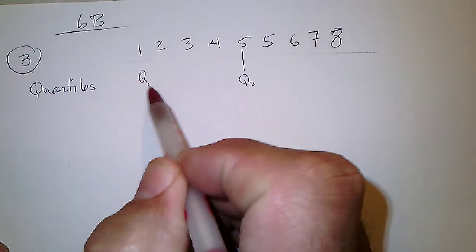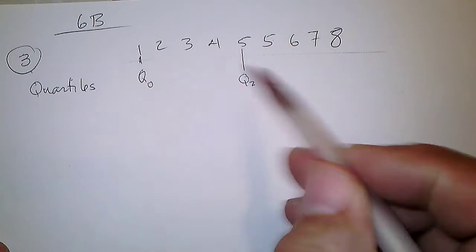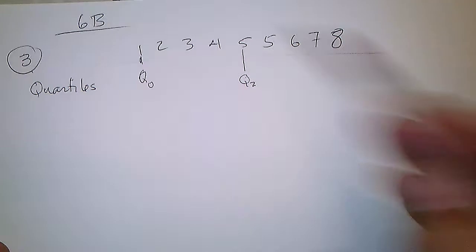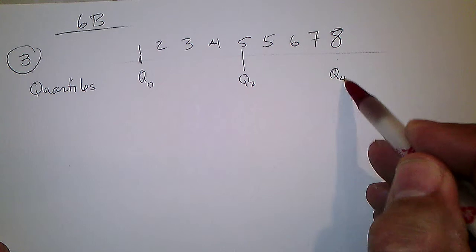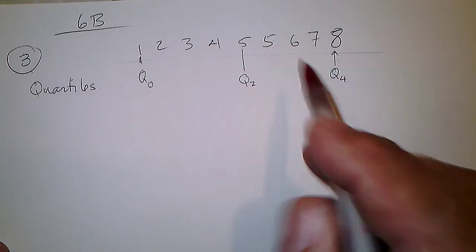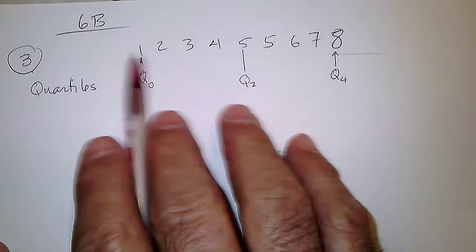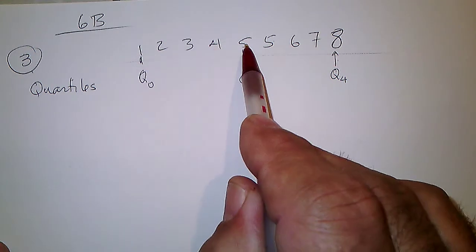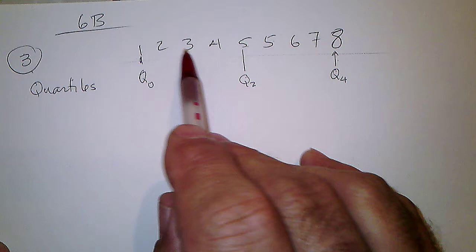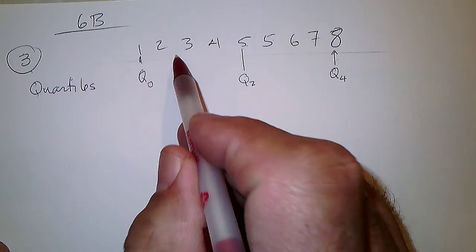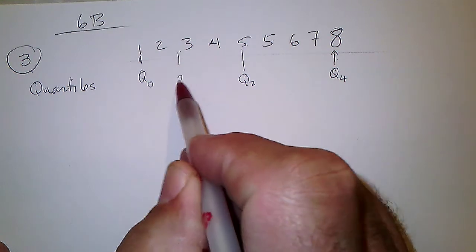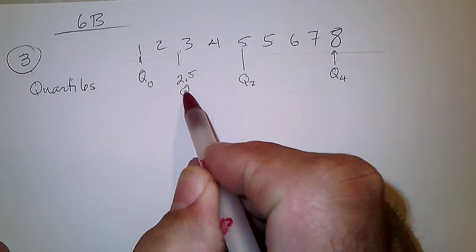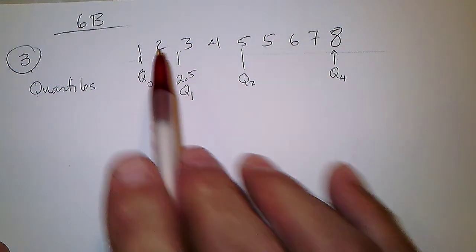Q0 is the smallest number. And Q4 is the largest number. And if you split the lower half in half, so 1, 2, 3, 4, since 5 was the middle number, we're not going to use that one. And so it'd be between 2 and 3. We call it 2.5. And that would be the Q1.